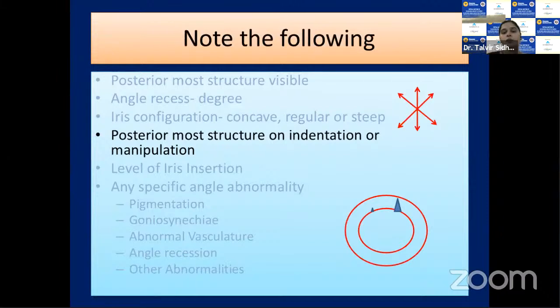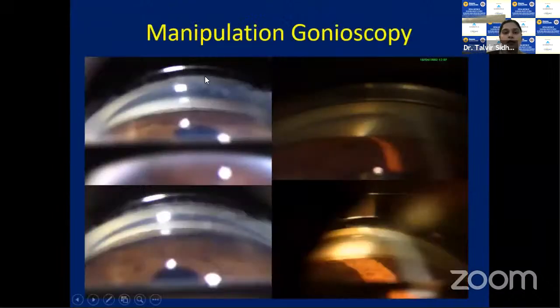Following that, you do your dynamic gonioscopy, which might be indentation or manipulation gonioscopy, depending upon the type of lens that you're using. So if you're using a 2 mirror, you can ask the patient to look towards the mirror. So on manipulation gonioscopy, here in this picture, you're not able to see any angle structures. And once you ask the patient to look towards the mirror, you can see that this is the ciliary body band and the scleral spur and the trabecular meshwork, and there are no goniosynechiae. So this patient has iridotrabecular contact in primary gaze, but it fully opens up. So this is a primary angle closure suspect.